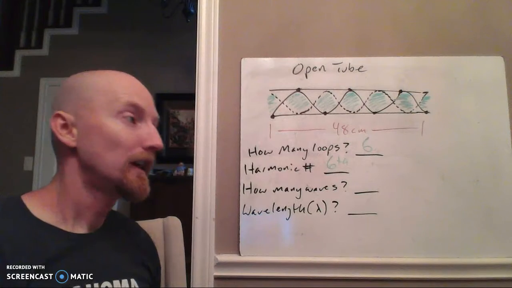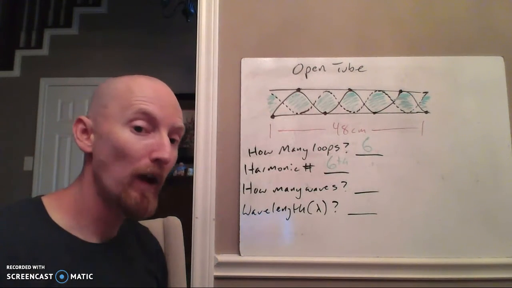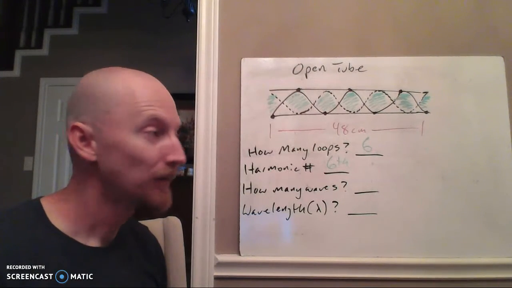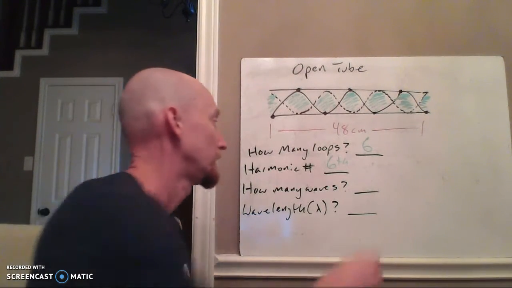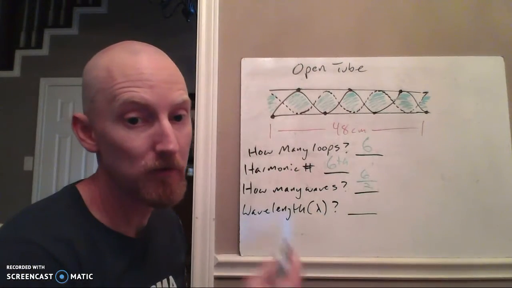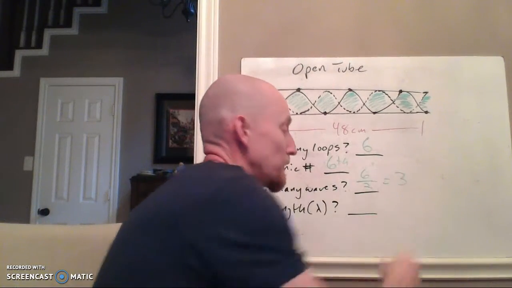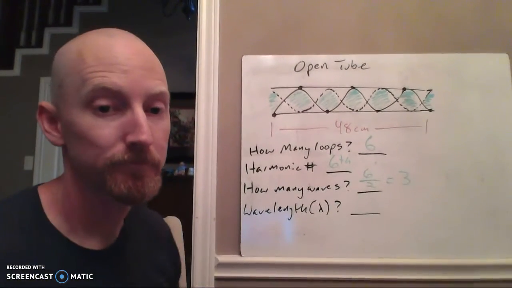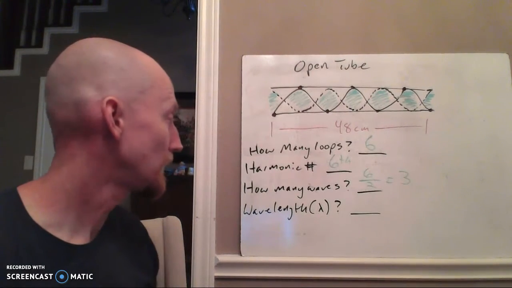Now, the next question you can ask yourself is how many waves are there? Now remember, a wave is every 2 loops, right? So if we have 6 total loops, and we divide by 2, because every 2 is a wave, that means there are 3 waves. Okay? So there you go.